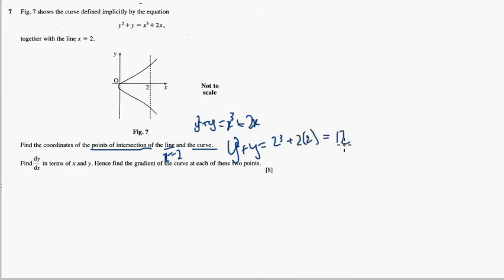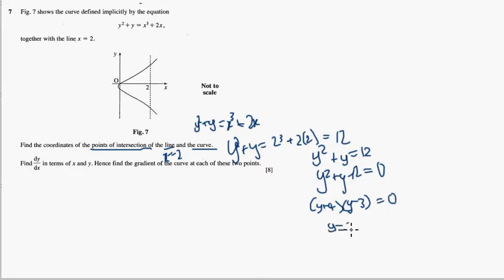which is 12. So y squared plus y equals 12. Then y squared plus y minus 12 equals 0. And you can either use the quadratic formula or you can realize that this factorizes. We get y plus 4, y minus 3 equals 0. And so we get y equals 3 or minus 4. But remember that these are points, and we already know that x is 2. So the coordinates here are 2, 3 for the top one and 2, minus 4 for the bottom one.